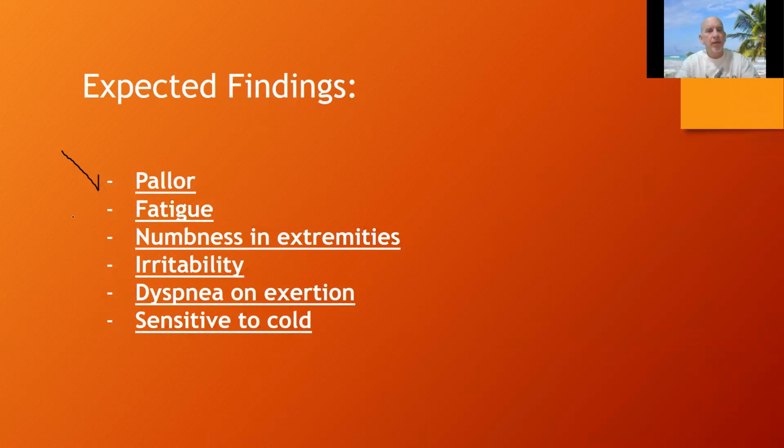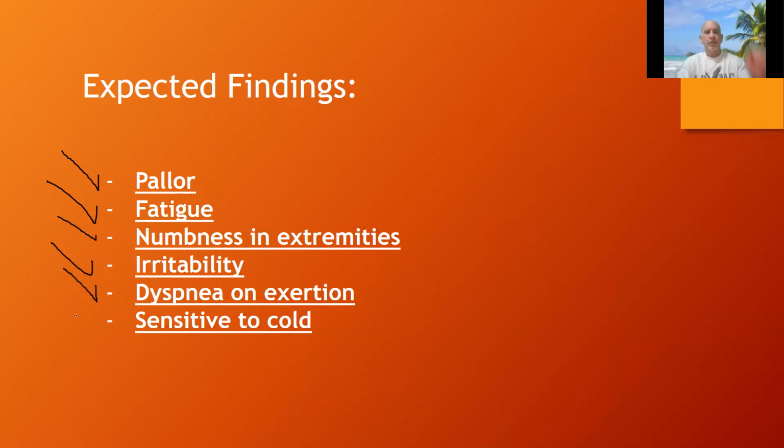One thing that's not in here, but I do notice in a lot of anemic patients, is they lose a lot of weight. They're usually very slim, very skinny. You'll get numbness in the extremities. There again, that's because the blood is not getting the oxygen to the tissue. You can get some irritability, as anybody who's not getting enough oxygen will get that way.